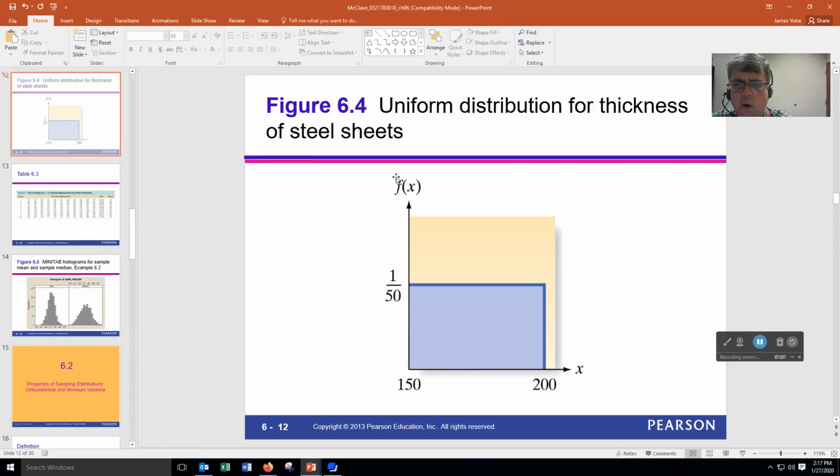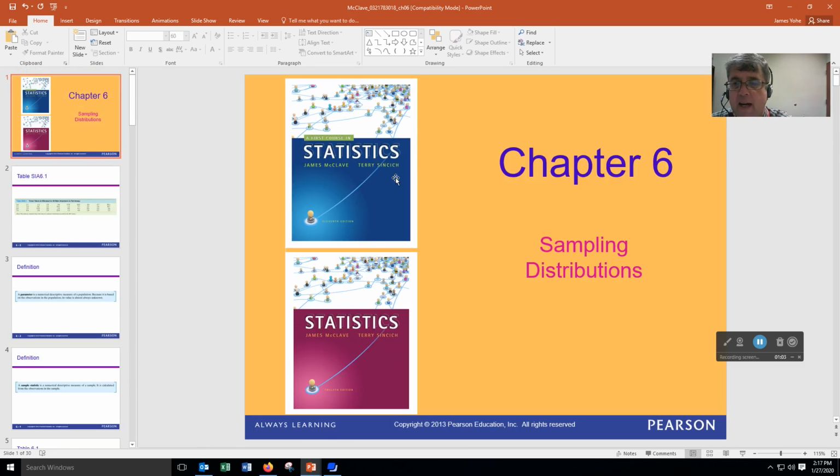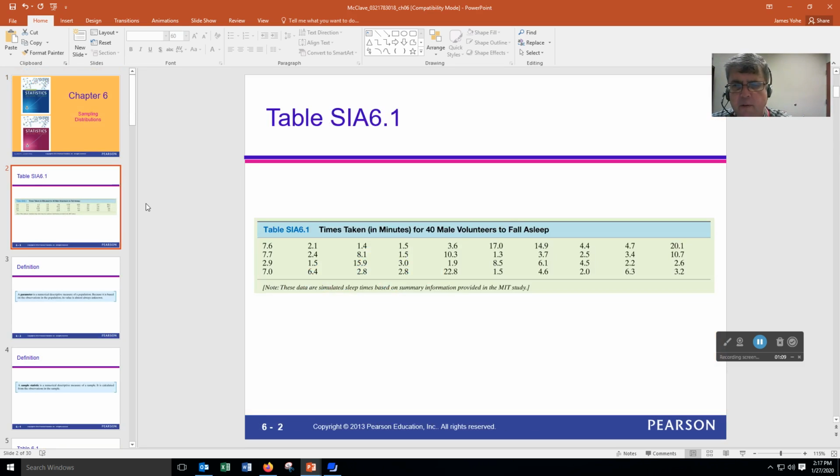Okay. So briefly, and I'm going to go through this fast because I'm mostly just concentrating on how to do the problems. Okay, we're talking about a sampling distribution. Here we've taken some sample of sleep times, based on data from an MIT study, with times taken in minutes for 50 volunteers to fall asleep. So these are the periods of time it took them to fall asleep.